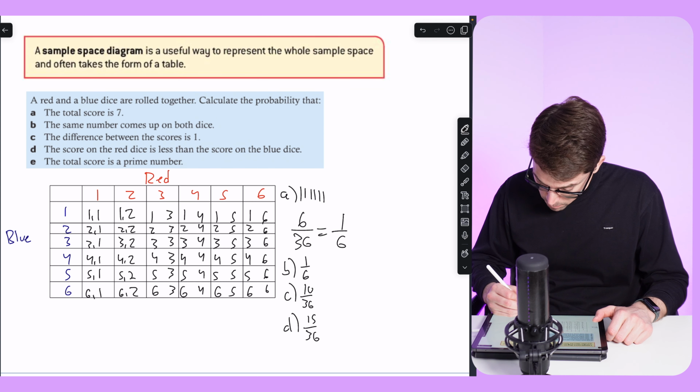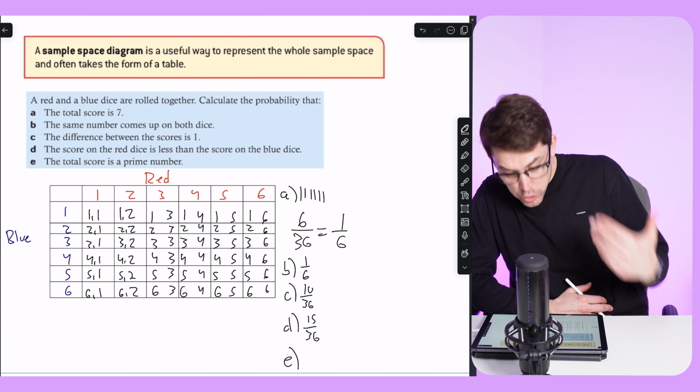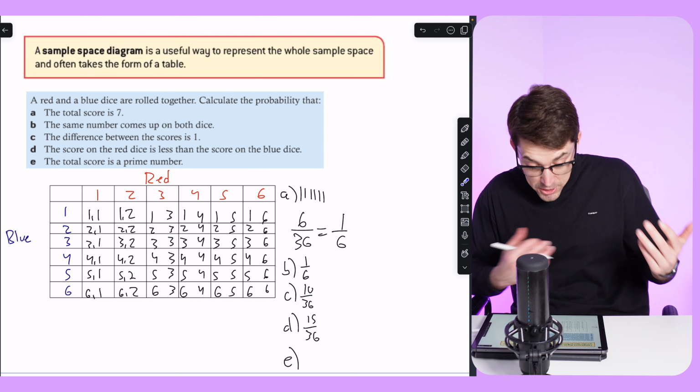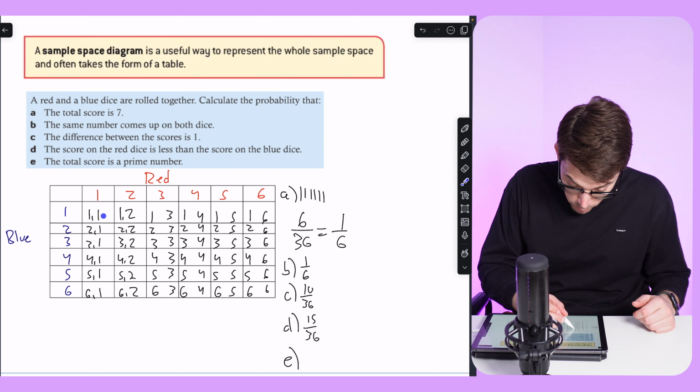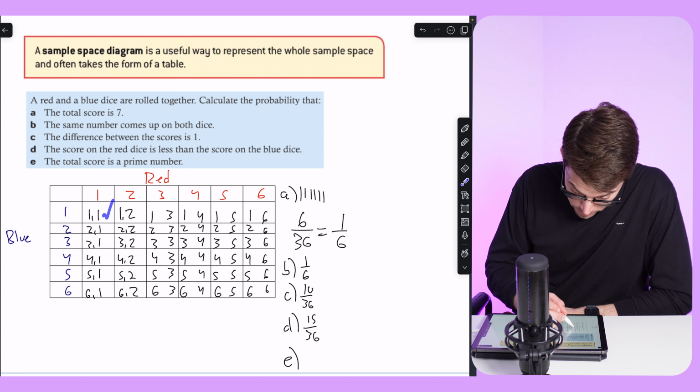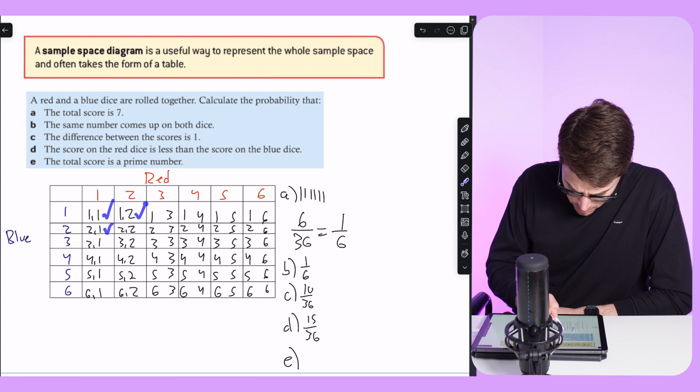And then E would be that the total score is a prime number, meaning that my sum is going to be a prime number. So 1 plus 1 is 2. That's a prime number, so I'm going to have 1 right here. 3 is a prime number, so right there and right there. 3 and 1 is 4. No. 4, no. And I have 5.